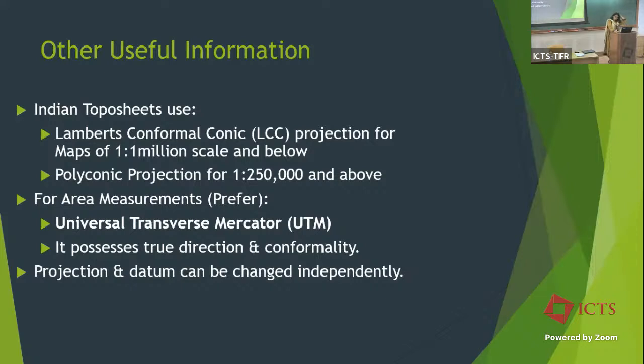Other information that may be of use: Indian topo sheets, if it's very coarse scale, like 1:1 million scale, use Lambert's conformal conic projection. It's a conical projection. For the finer scale maps, which are 1:250,000 topo sheets and 1:50,000 topo sheets, and then 1:25,000 topo sheets, those are in the polyconic projection.